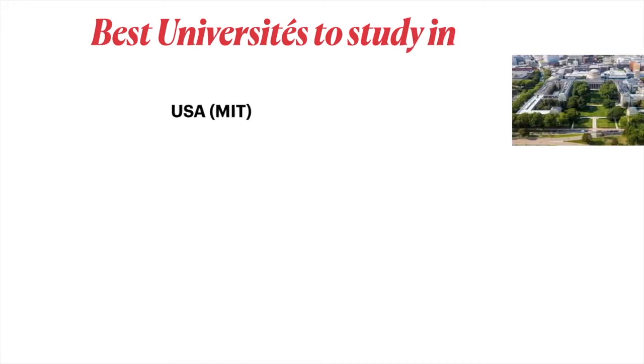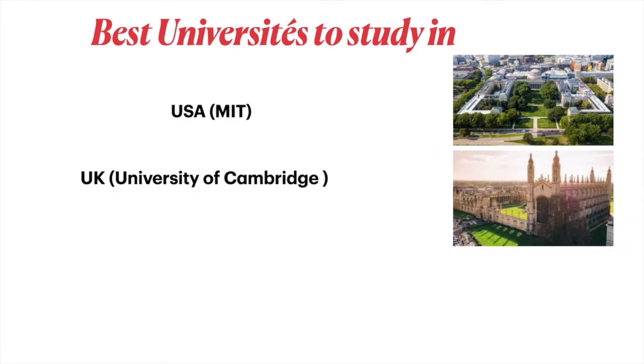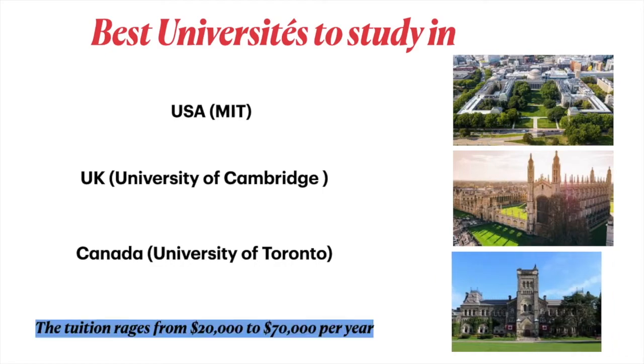Best universities to study in: US, which is MIT. UK, University of Cambridge. And Canada, University of Toronto. The tuition ranges from $20,000 to $70,000 per year.